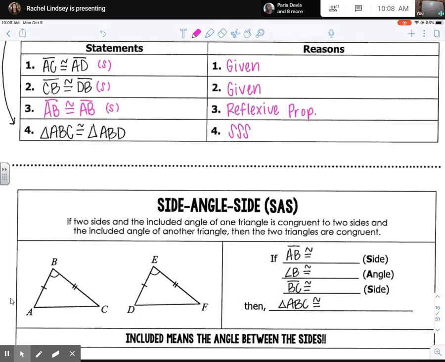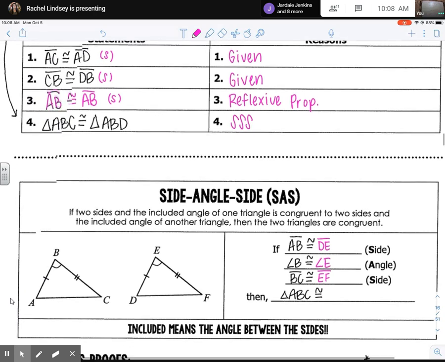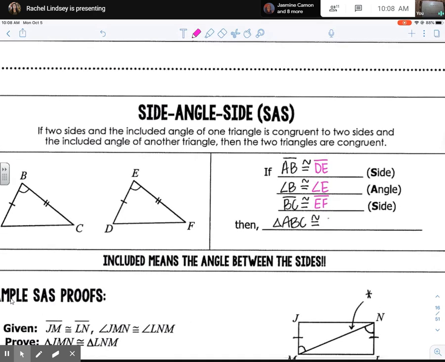Now we're going to look at side, angle, side proofs. So in order for this to be true, we have to have 2 sides and their included angle. So if AB is congruent to what side on the second triangle? DE. And angle B is congruent to angle E. And side BC is congruent to side EF. Then those 2 triangles, triangle ABC is congruent to triangle DEF by side angle side.